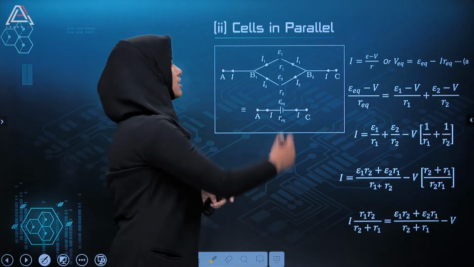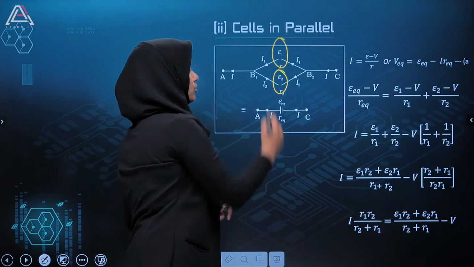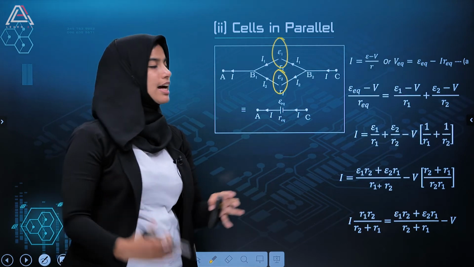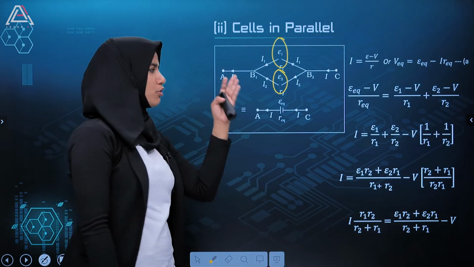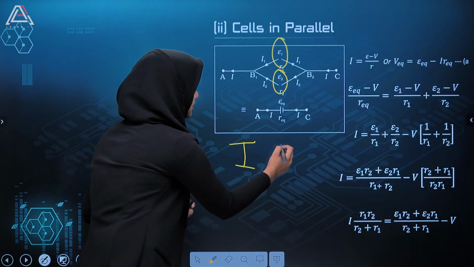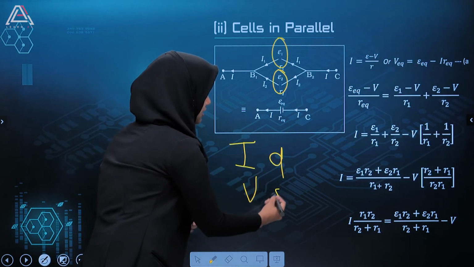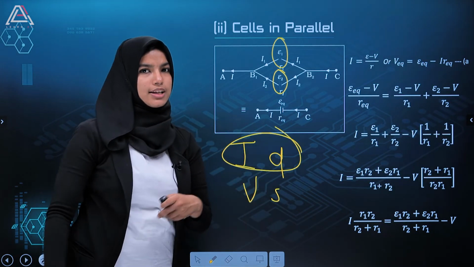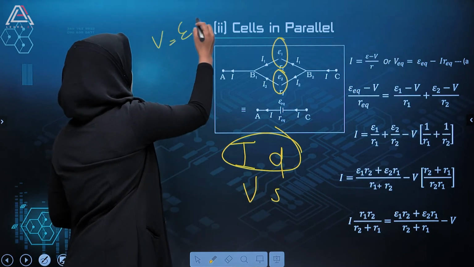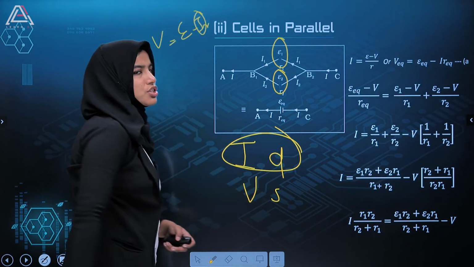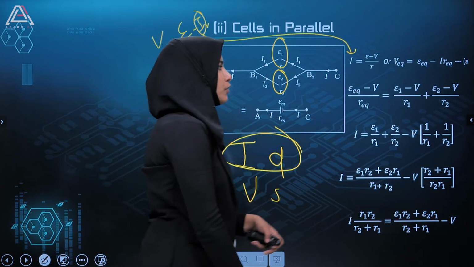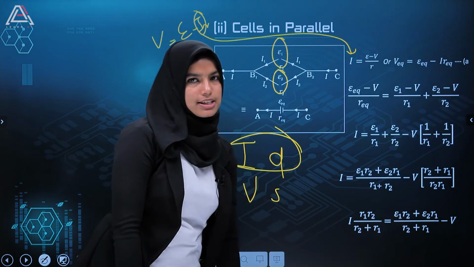For example, here you can see two cells E1 and E2 connected in parallel, and the corresponding internal resistances are small r1 and small r2. In the case of parallel connection, the current is different and the voltage is the same. So we will be focusing on the equation of current. We know that V is equal to E minus Ir, so I can write I to be E minus V by r, or V equivalent is equal to E equivalent minus I r equivalent.